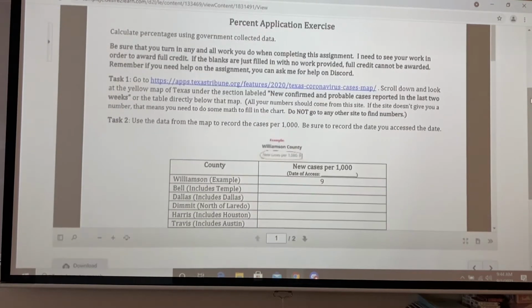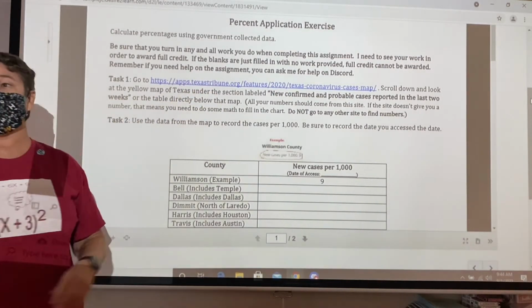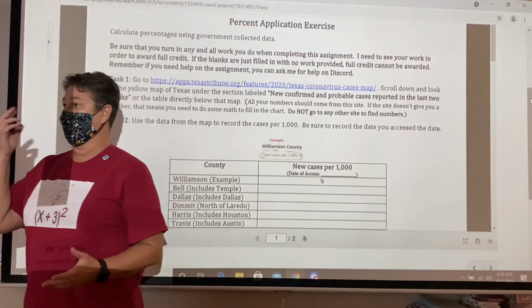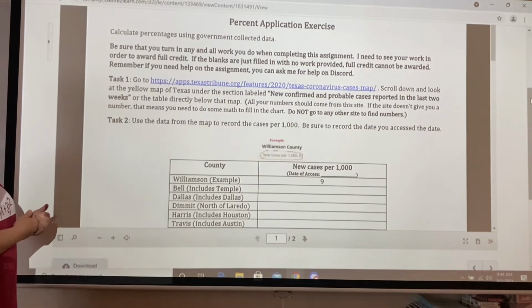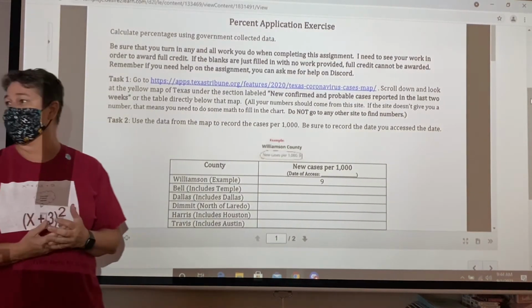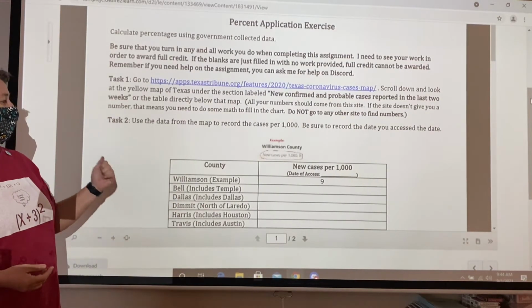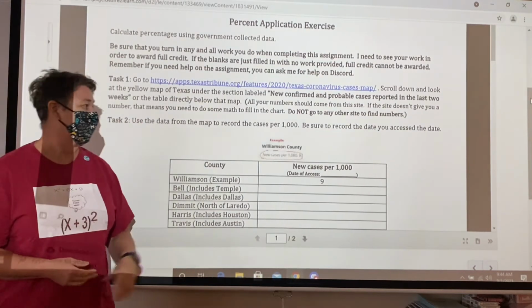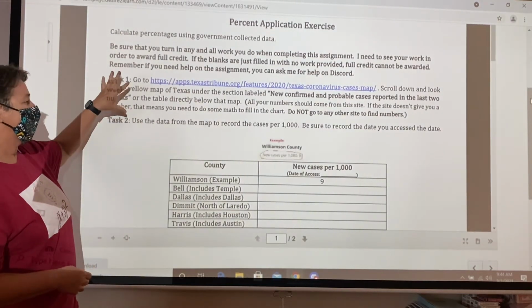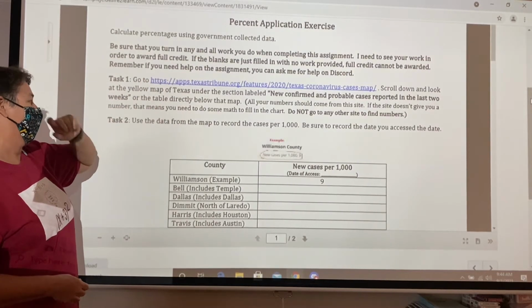All right, here's what it looks like. You're going to have to go to this website, and we're going to look at some data that's out there about COVID, and we're going to analyze that data. We're going to find out some different percentages by looking at the data on this website. Maybe it's just easier for me to do the thing, but anyway, that's what you're going to do. You're going to go to the website, and we're going to analyze some information off of there.